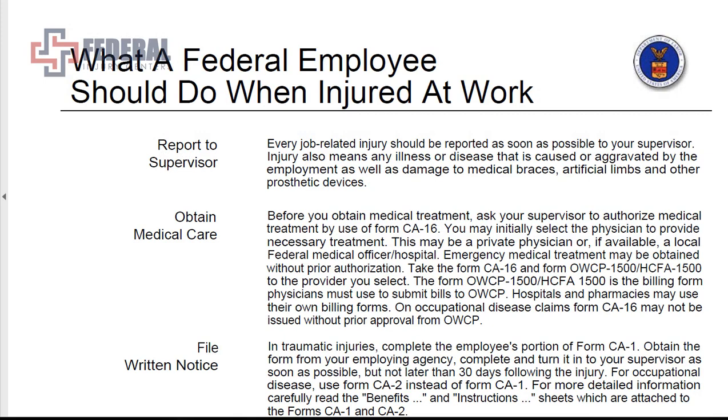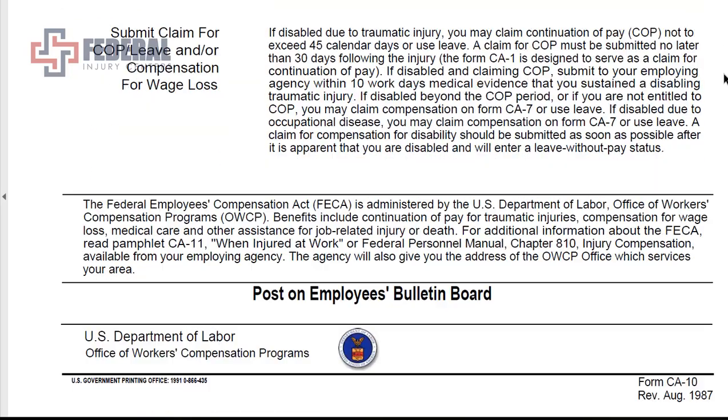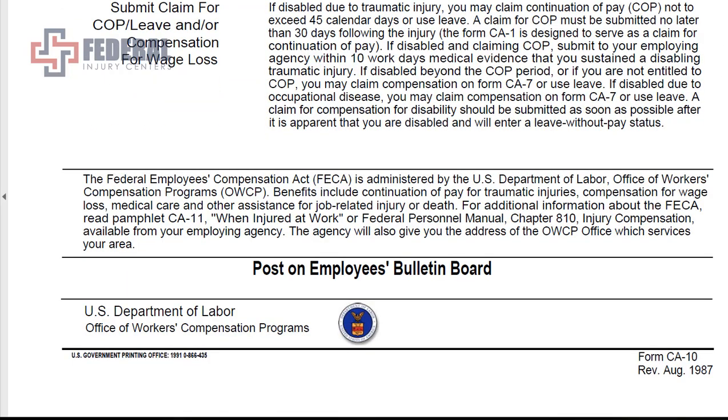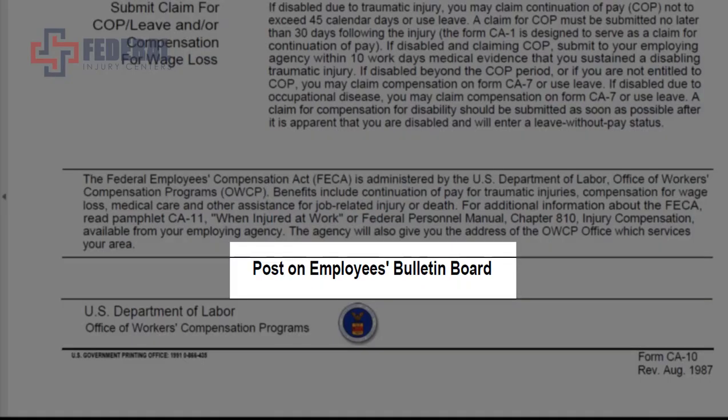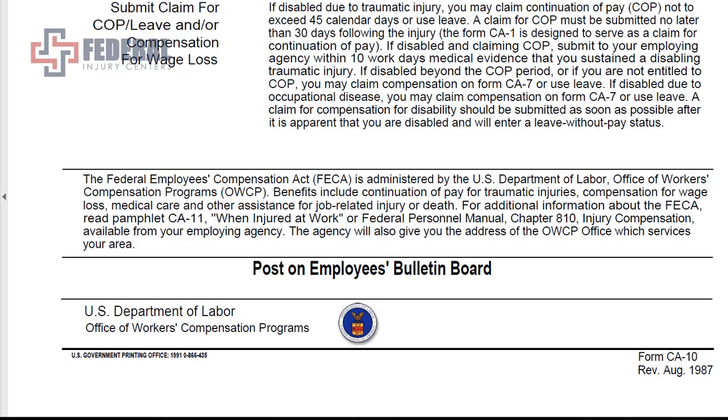Like I said earlier, you completed filling out this form, but if you have yet just another couple minutes, I want to explain 2 things that you've probably never seen before. One is this form right here, what a federal employee should do when injured at work. This is commonly referred to as the CA10 form, as seen in the bottom right-hand corner here. As you can see here, it says post on employee's bulletin board. Usually when I'm in a meeting, I ask by show of hands, how many of you have ever seen this form before? If I'm lucky, I'll get one person to raise their hand. This form is usually posted nowhere in the facility.